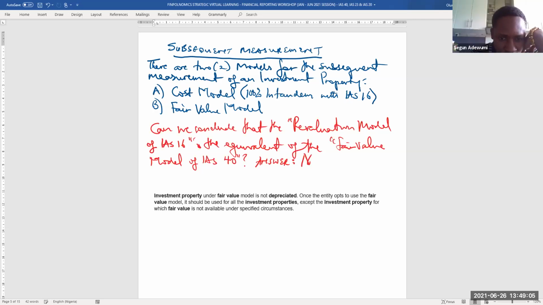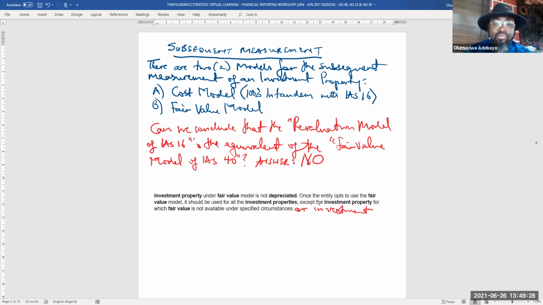Okay, investment property under fair value model is not depreciated. Once the entity opts to use the fair value model, it should be used for all the investment properties, except the investment property for which fair value is not available under specified circumstances. Yes, or investment property that is carried at what? At cost, which is this cost model.